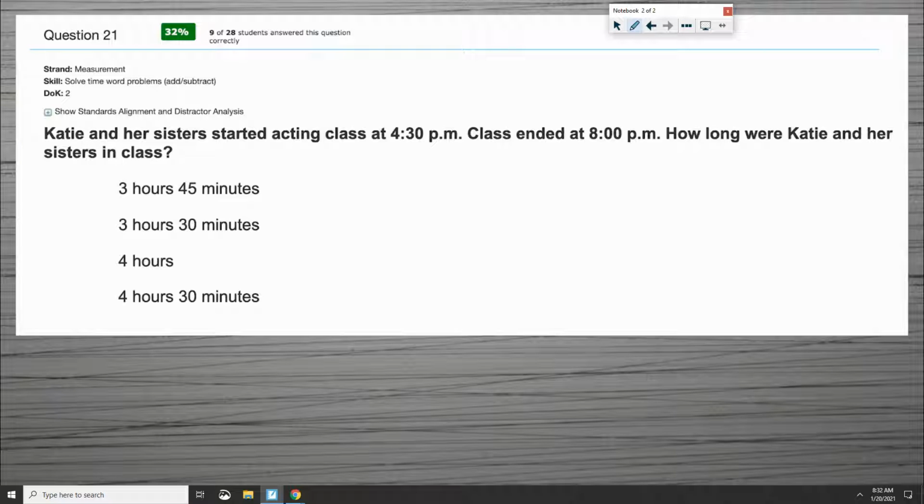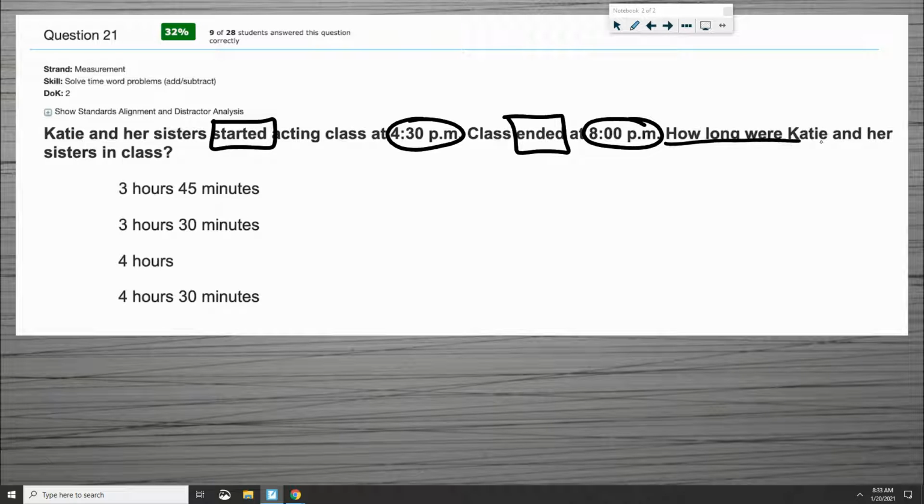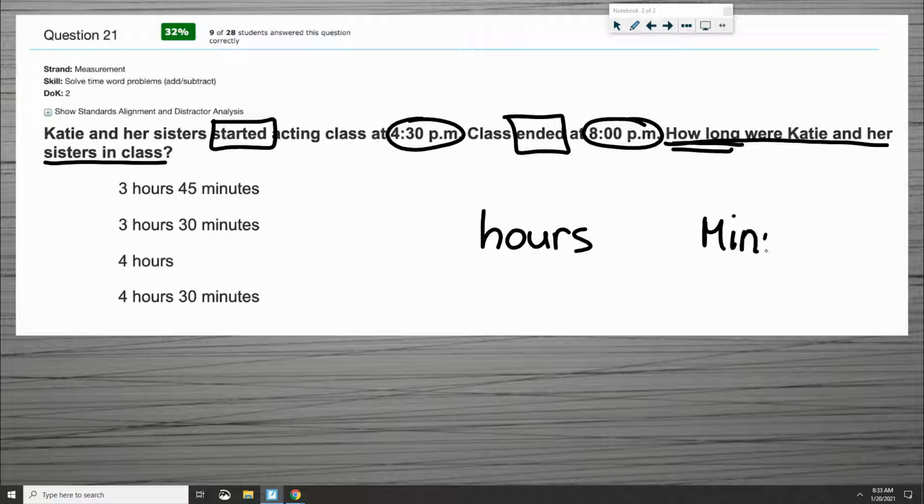So again, I'm going to look at my numbers. I can see 4:30. I can see 8 o'clock. I know that she started at 4:30 and ended at 8 o'clock. And my question is, how long were they in class? And again, we're looking at how long. That tells me I'm going to need hours and I'm going to need minutes.